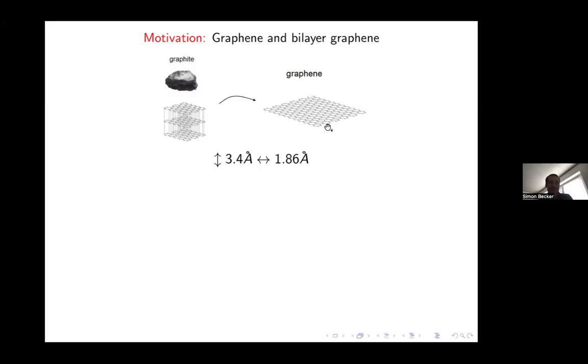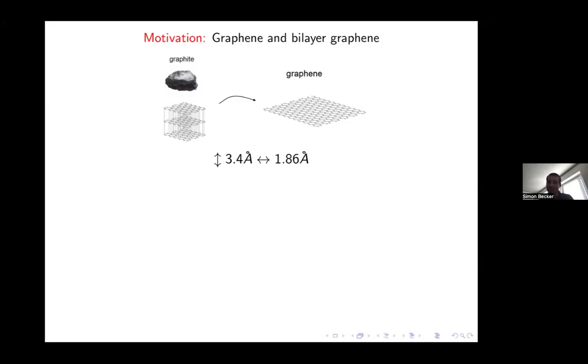So just to give you an idea of the distances, even in graphite versus graphene. This is the atomic distance, 1.86 angstrom in the graphene between these atoms, and this is the vertical distance between the individual sheets in the graphite.